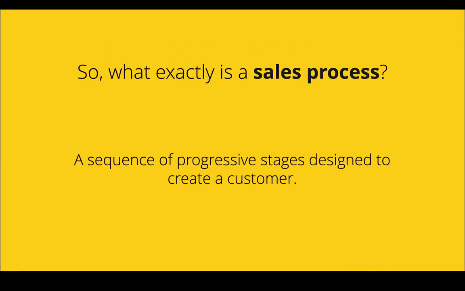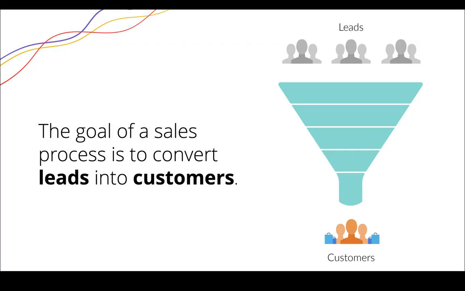Before we get into the demo, it's worth discussing what exactly a sales process is. A sales process, as defined by this slide, is a sequence of progressive stages designed to create a customer. So what does that mean? That means that you should know what your sales process is, or certainly someone in your business responsible for sales should know. You're going to use this to structure your CRM, which will be your database for all of your customers, leads, contacts, all of that stuff.